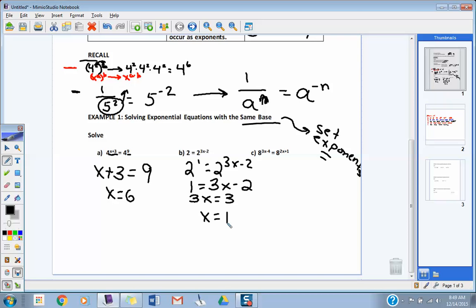You guys tell me what to do on part C then. Are the bases the same? Yeah. What is that base? 8. All right, well help me out here, guys. What are you going to set equal to each other? 3x minus 4 equal to how much, Miriam? 2x plus 1, you say? Yeah.